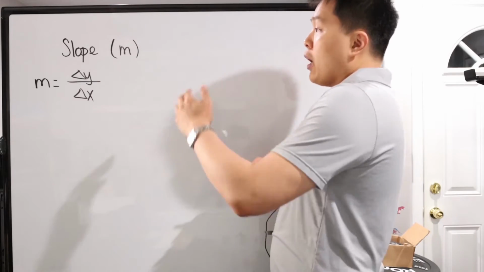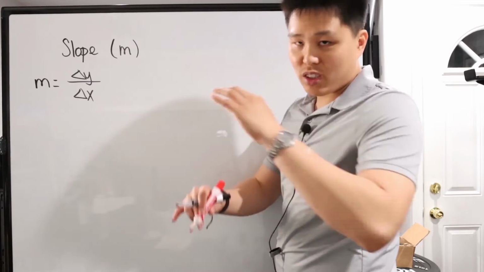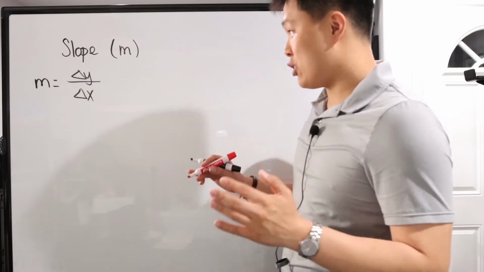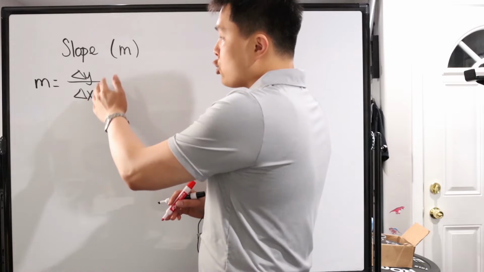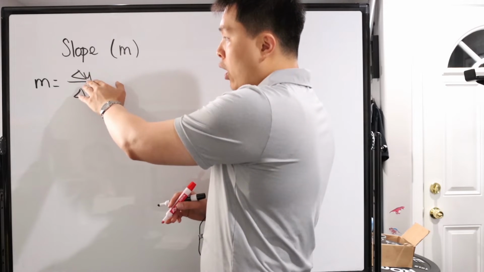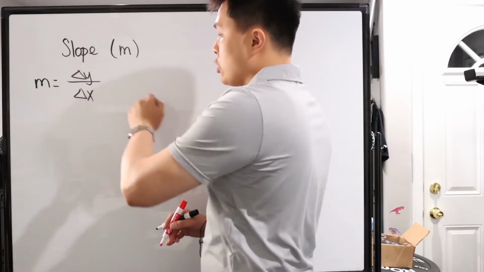Now, slope. The common notation or the common variable for slope is m, okay? I don't know why they decided it, that's just the way it is. And this is what we normally associate with slope. Slope is the change in y. So this is a delta symbol, not a triangle. The change in y over the change in x.